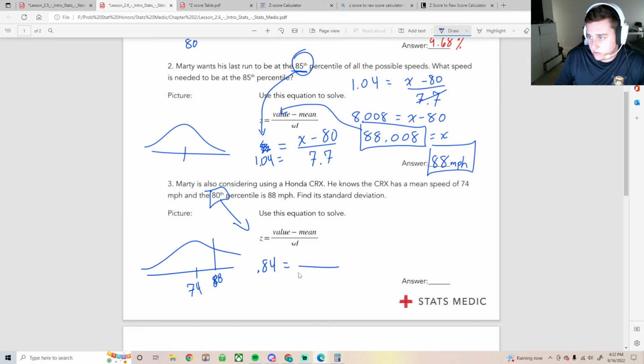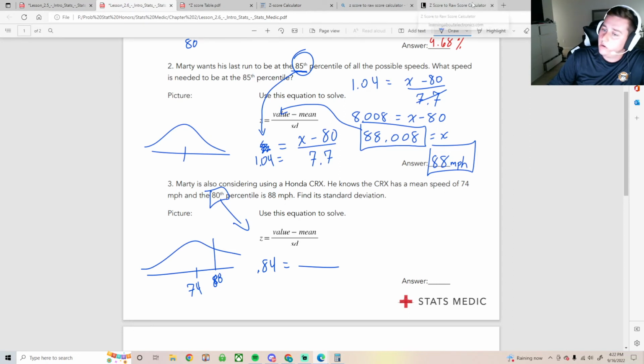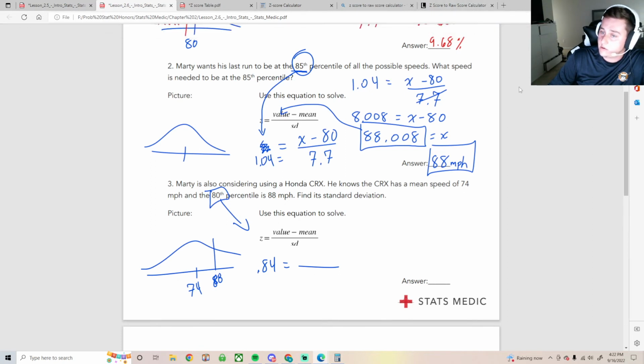Value, but it's not giving me the value. Wait, what? Now you get to see Mr. Vallone struggle. Find the standard deviation. Mean speed of 74. 0.84, yeah, that's the z-score.